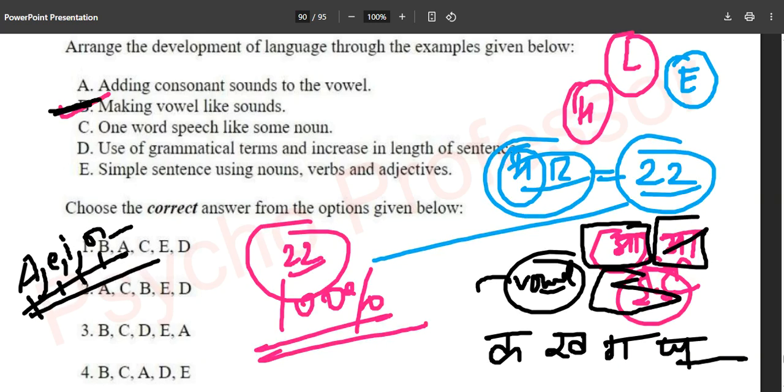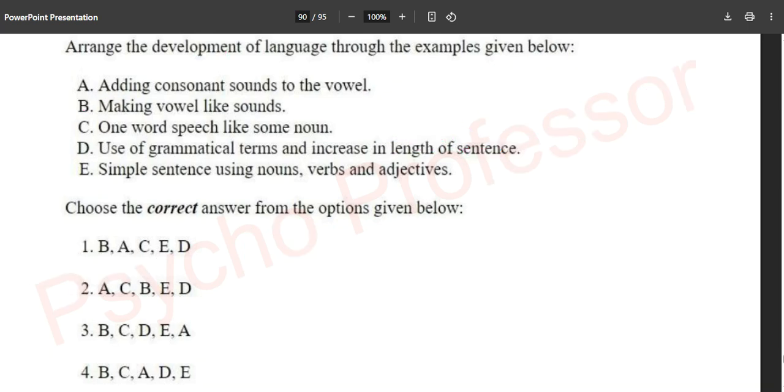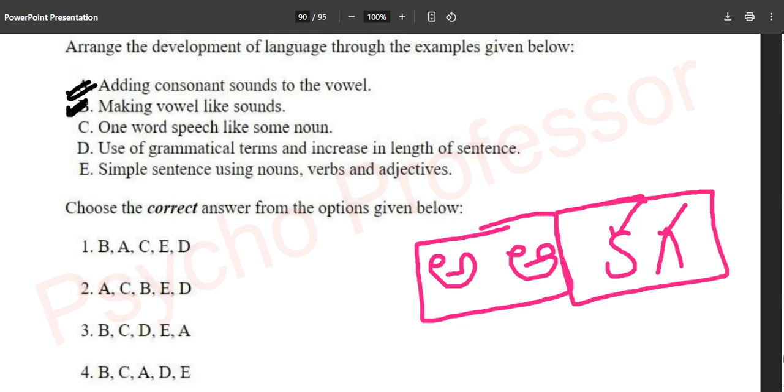There is no chance that if you are learning any Indian language, or you learn any language by birth, you will say the consonant sound first. You will not say k, kh, g, gh or b, k, l, m, n, words like these. These are the consonants. You will never say like this. So option B will come first, making vowel-like sounds. Then what will come? Adding consonant sounds to the vowel. Then later on, you will move on to learning all these things. This is the vowel, these are the consonants, and this is how you will learn any particular language.